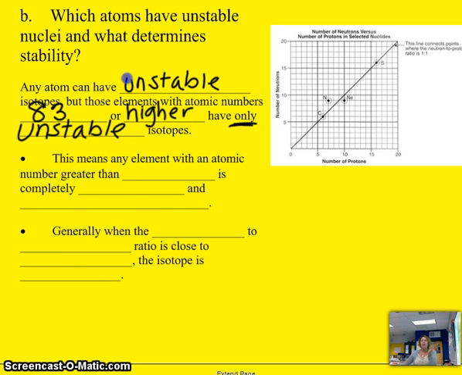So I should clarify, because in our last unit we talked about the electron configuration being stable or unstable. This is different. We're talking about the nucleus here. And what makes a stable nucleus is a good proton to neutron ratio. Typically we mean when the protons and neutrons are the same, that nucleus is stable, or when that proton to neutron ratio is 1. So any element with an atomic number greater than 82 is completely radioactive and unstable.